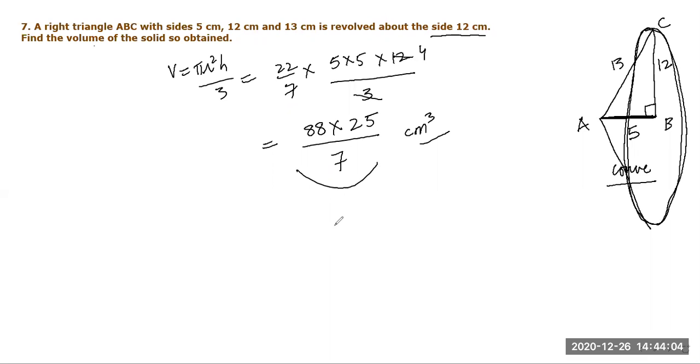So volume will be very simple, pi r square h by 3. So pi r square, r will be 12, 12 into 12, into height will be how much? Yes, what's your name? Armandeep Singh. What will be the height of this cone? Yes, Sargun, what will be the height of the new cone? 10 centimeter. Wrong.